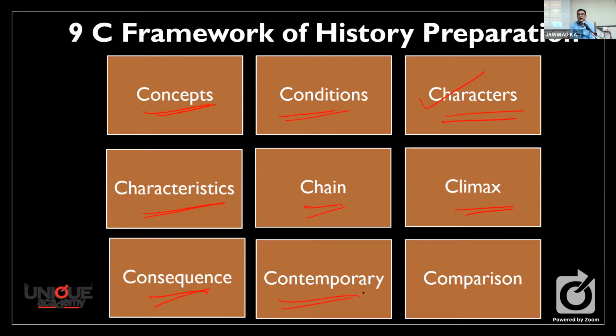Next is the contemporary aspect, something that I mentioned to you a few minutes ago. While studying the history of a particular event in a point of time, you must not lose sight of what is happening in that time in other places. When the French Revolution is happening, what is going on in other parts of Europe? When the Russian Revolution is happening, what is happening in the western part of Europe, and in India?